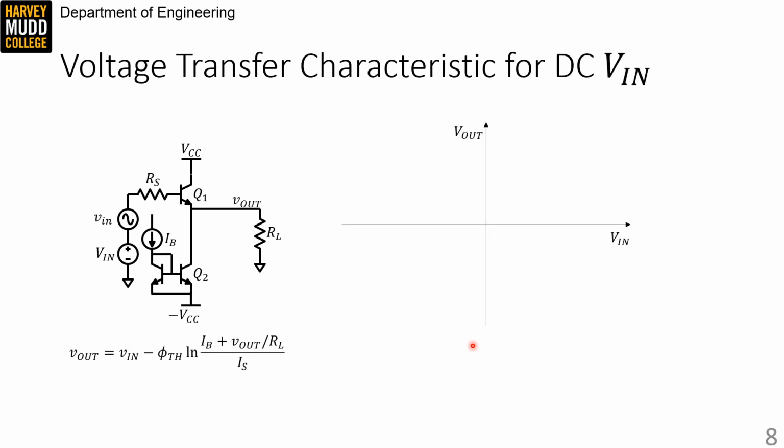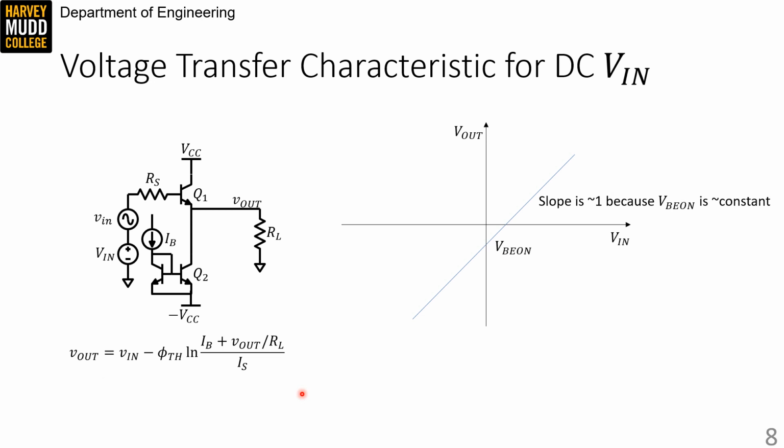One easy way to start understanding the large signal behavior of this amplifier is drawing the voltage transfer characteristic, or VTC, which you'll recall is a plot of large signal Vin versus large signal Vout. I've put the axes over on the right to start doing that. I've also included the equation describing Vout from our last slide for reference.